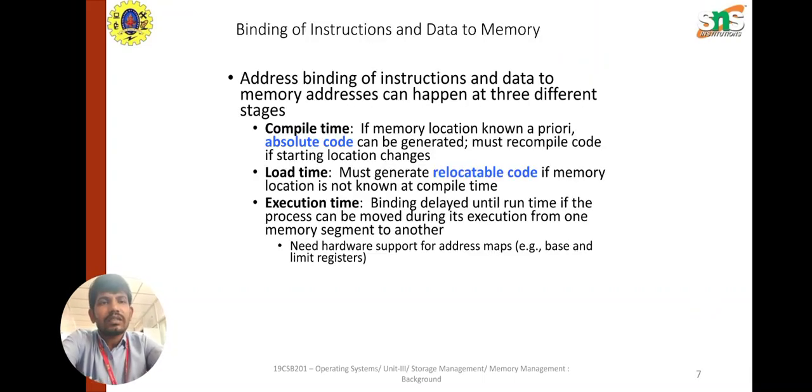Address binding of instructions and data to memory addresses can happen at three different stages: compile time, load time, and execution time. At compile time, if the memory location is known prior, absolute code can be generated, and the code must be recompiled if the starting location changes. At load time, relocatable code must be generated if the memory location is not known at compile time. At execution time, binding is delayed until runtime if the process can be moved during its execution from one memory segment to another. It needs hardware support for address maps, for example base and limit registers.